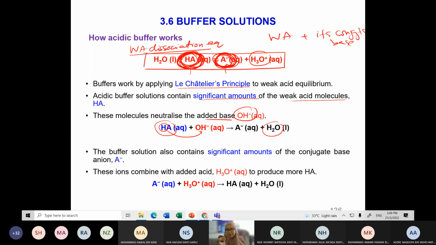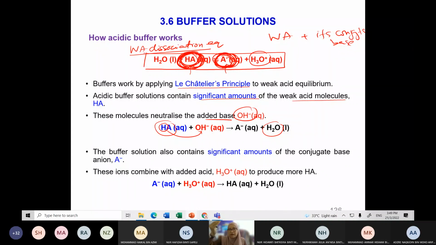Okay, nah inilah kegunaan buffer. Dia counter attack. OH mana masuk? Acid dihantar orang serang. Serang as in dia neutralize kan lah. So there's no OH minus available. Okay, alright. Same goes to acid.